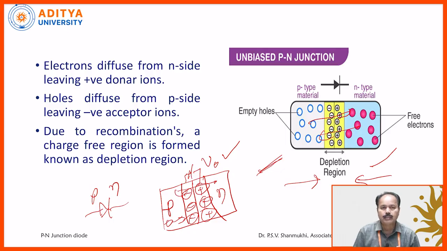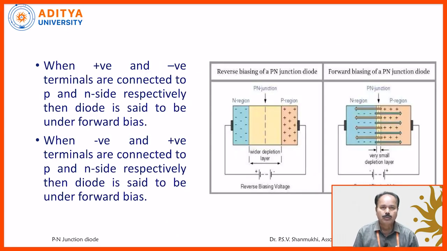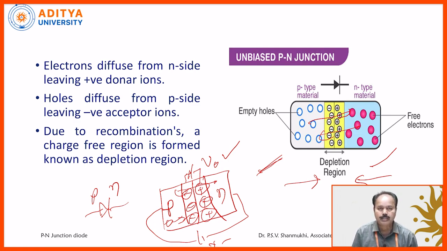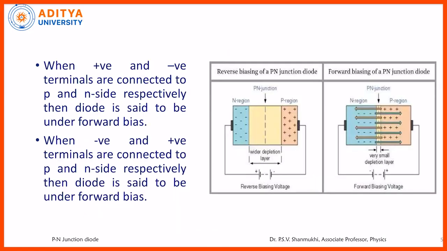Suppose it is biased. We give two types of biasing, called forward bias and reverse bias. Forward bias means the positive terminal is connected to the P side and the negative terminal is connected to the N side. Otherwise, if the negative terminal is connected to the P side and the positive terminal is connected to the N side, we call it reverse bias. So under forward bias and reverse bias, what happens?